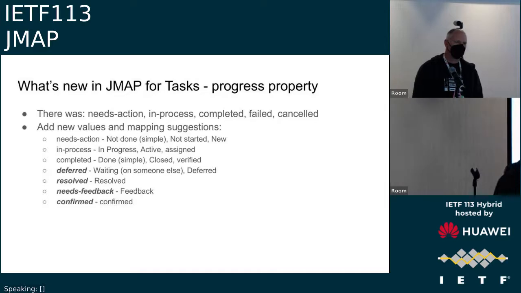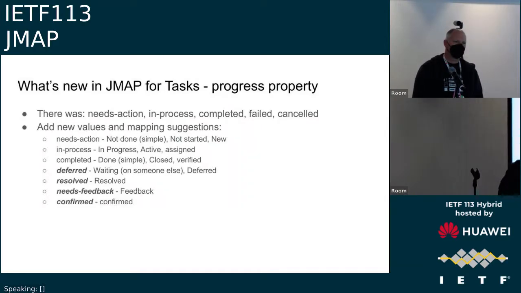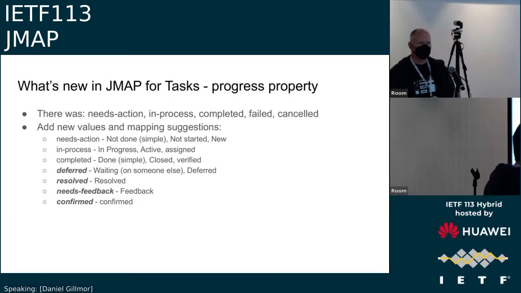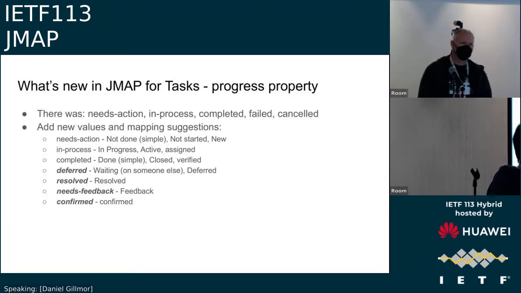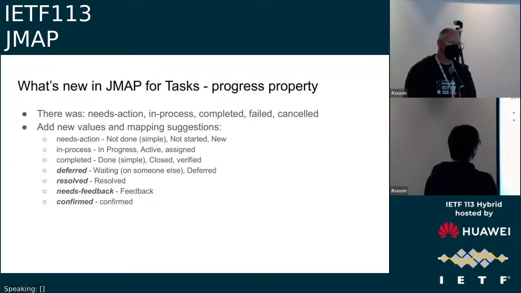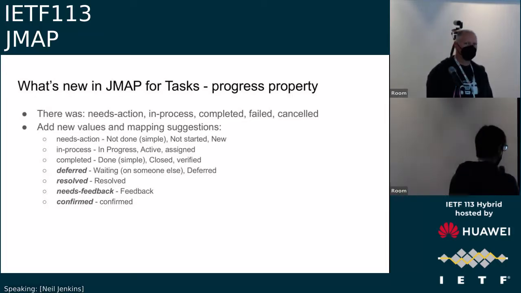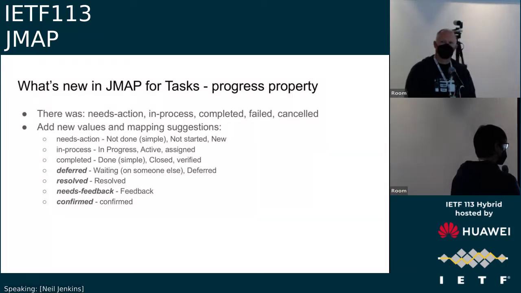Okay, so you want to have deferred and which one? Well, for example, confirmed seems orthogonal to the other states. Yeah, I think there is already a confirmed as a separate property in JS Calendar.